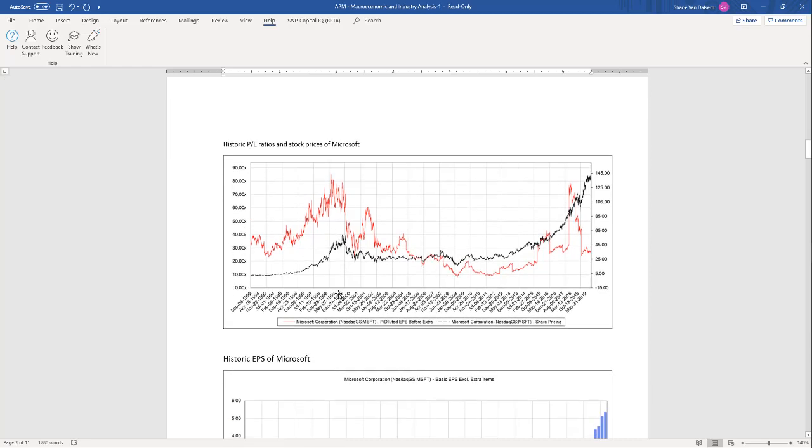So these are the historic PE ratios and stock prices of Microsoft. I wanted to include the late 1990s because that's where we saw the internet and tech bubble bust. Leading up to that bubble busting, in red here is the price to earnings per share, and the black dashed line is the share price for Microsoft. We saw the PE ratio get really high here, about 85, so the price was 85 times earnings, which is quite high.